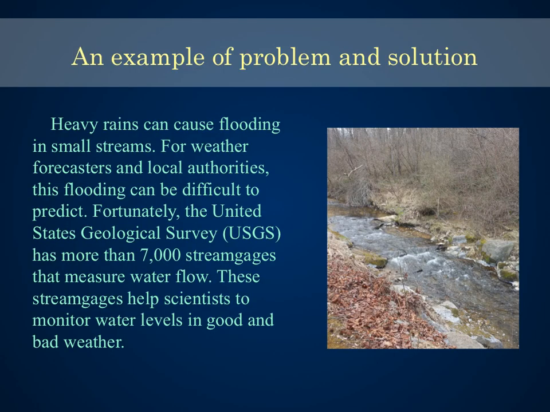Here's an example of problem and solution text structure. Read along with me. Heavy rains can cause flooding in small streams. For weather forecasters and local authorities, this flooding can be difficult to predict. Fortunately, the United States Geological Survey, USGS, has more than 7,000 stream gauges that measure water flow. These stream gauges help scientists to monitor water levels in good and bad weather.